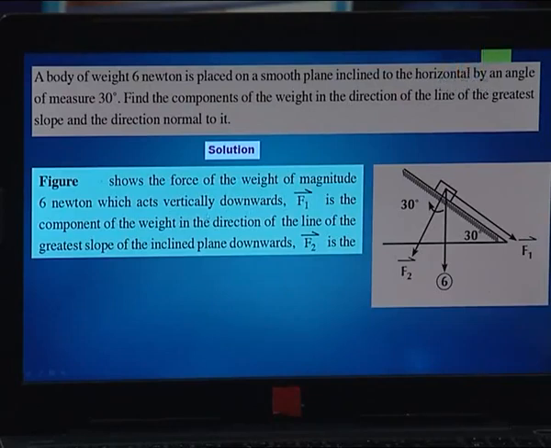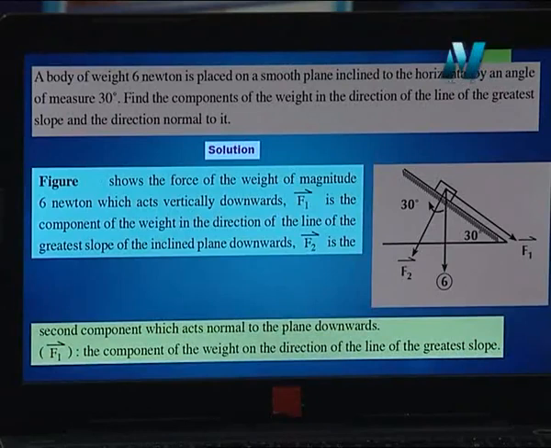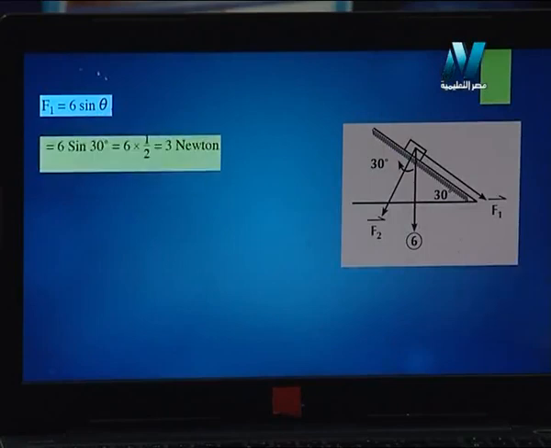F1 is the component of the weight in the direction of the line of the greatest slope of the inclined plane downwards. F2 is the second component, which acts normal to the plane downwards. F1 is the component of the weight in the direction of the line of the greatest slope. Let's see. This is the same direction, the same drawing, and we have F1.